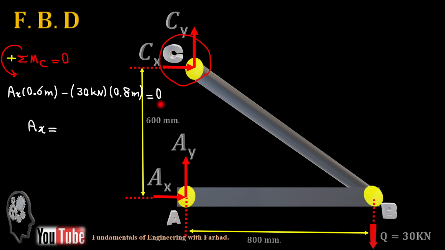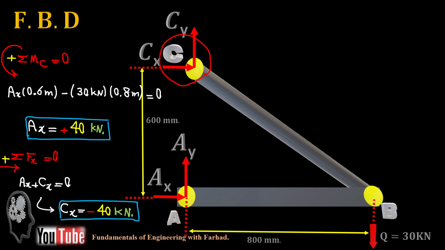AX times the distance, which is 600 millimeters, or 0.6 meters, minus 30 times 800 millimeters, or 0.8 meters, equals 0. It gives us AX is positive 40 kilonewtons, and this positive just says the direction of our calculation is consistent with our arbitrary direction, because we just chose an arbitrary direction for CX, CY, AX, AY. So it says AX is a push, so that's a compressive force.